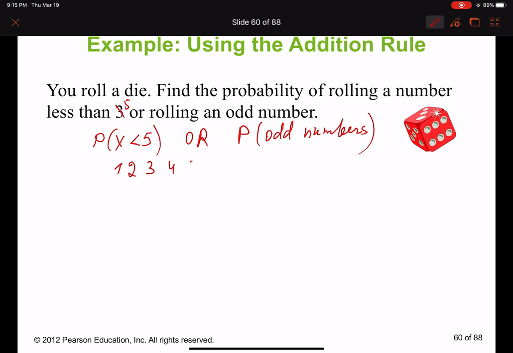Now it's asking for odd numbers. What are our odd numbers? Odd numbers are going to be 1, 3, and 5, right? All right, because we have OR, how many do we have for x less than 5? 4 of them. 4 out of what? 4 out of 6, correct? Okay, what is the probability? So, 1 second.